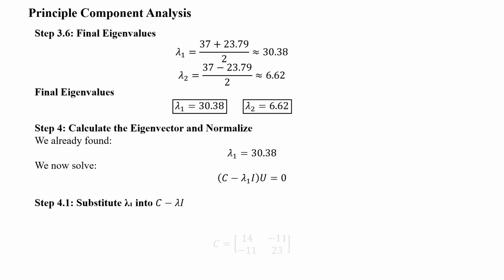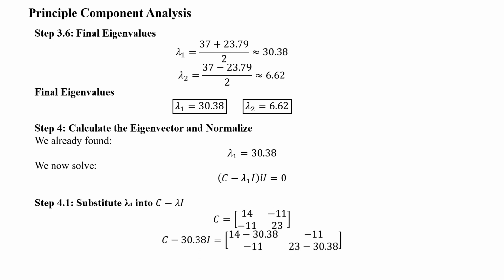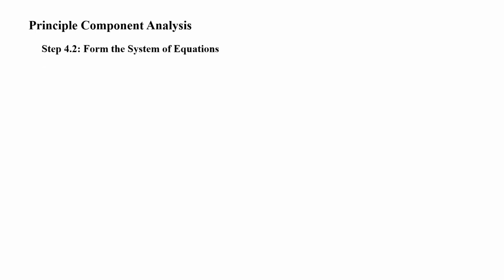The covariance matrix C is [14, -11; -11, 23]. Now subtract 30.38 from the diagonal elements. So we get [14 minus 30.38, -11; -11, 23 minus 30.38]. Step 4.2. Form the system of equations.